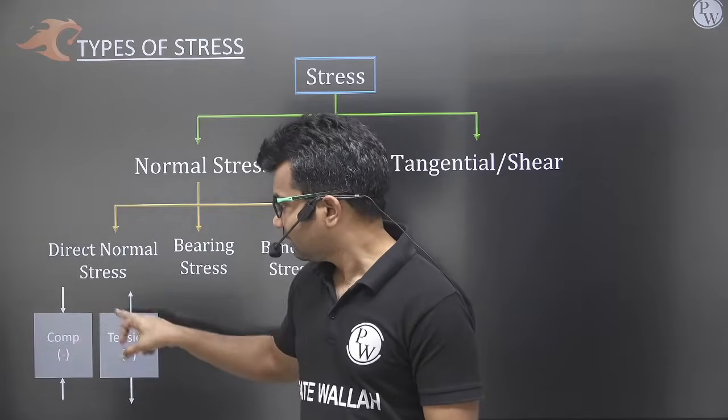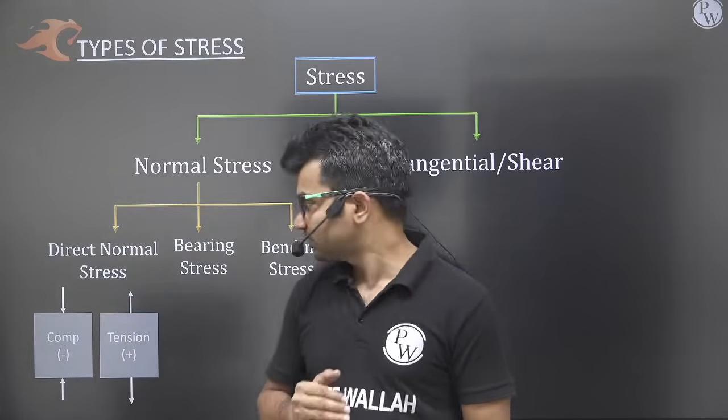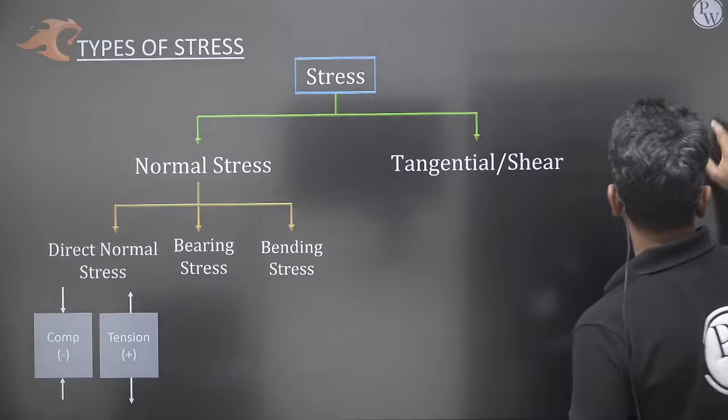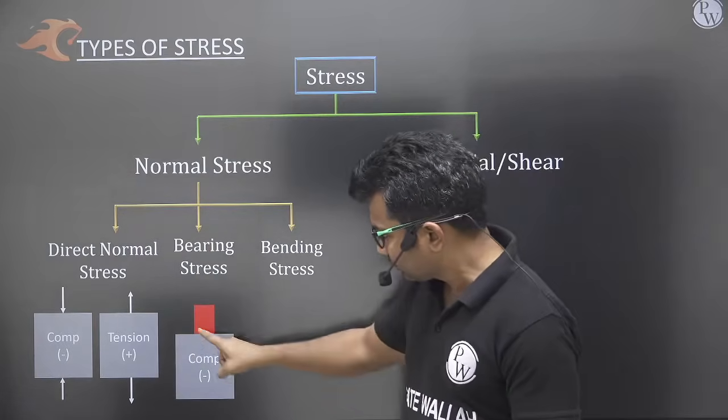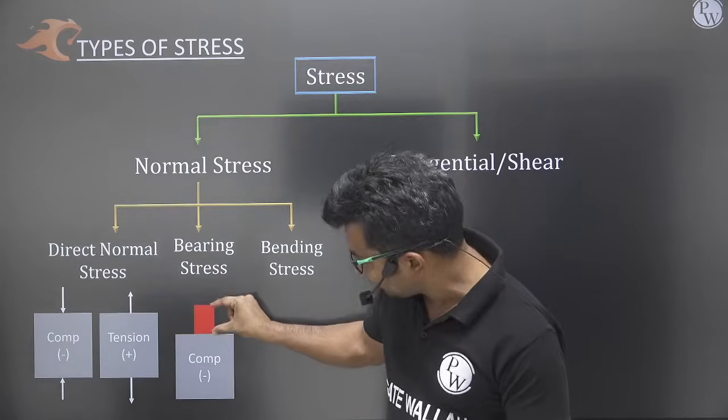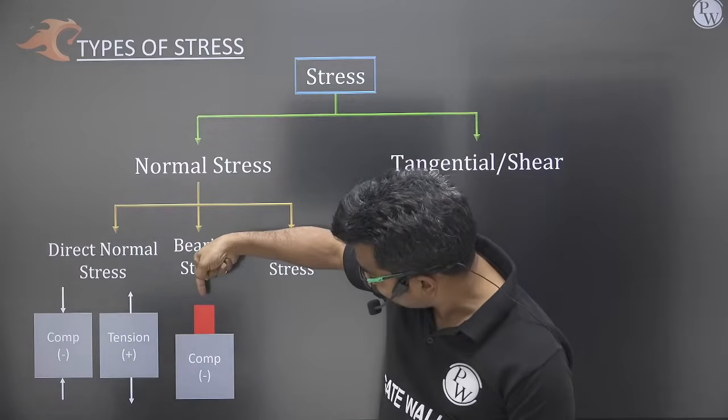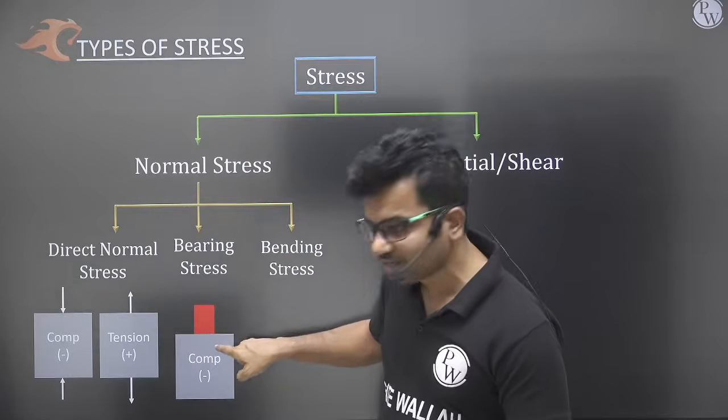So these are perpendicular or normal stresses. Then let's come to the bearing stresses. How will bearing stresses be acting? Suppose there is a material and there is another material kept on it. So the weight of this material is pressing against this material.